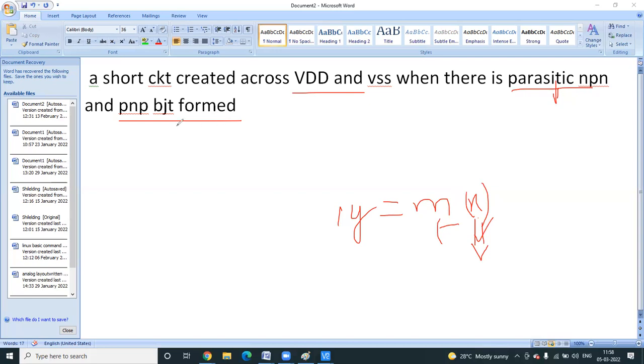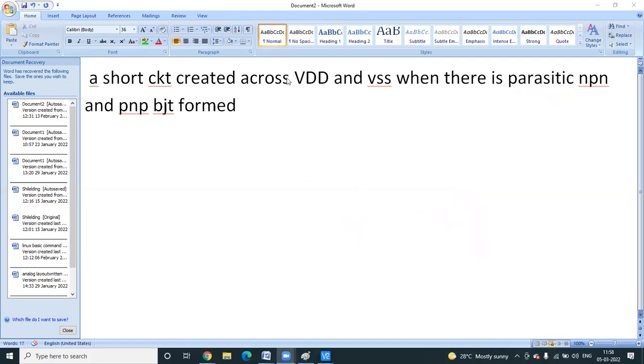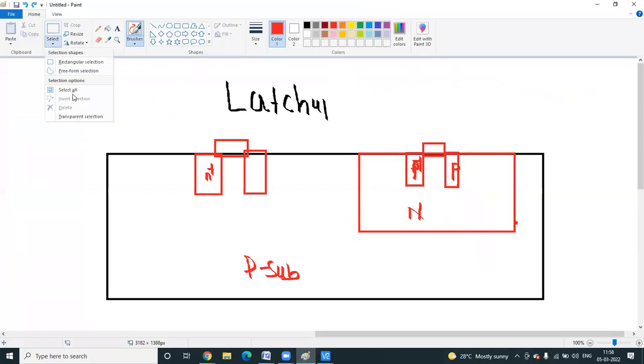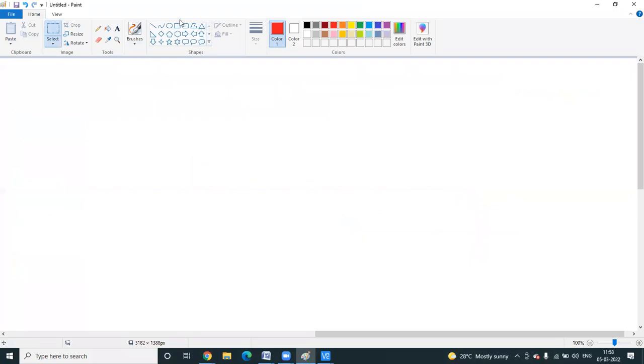Similarly here, in the BJT, this short circuit depends upon the formation of the BJT. So which one will be created first? The BJT. So we need to understand how this BJT will be created. Before that, we first need to understand the structure of a BJT. I'll not go into that much depth.